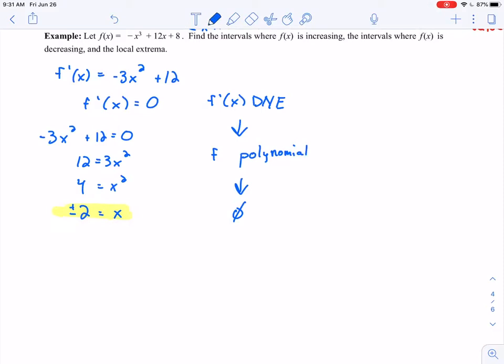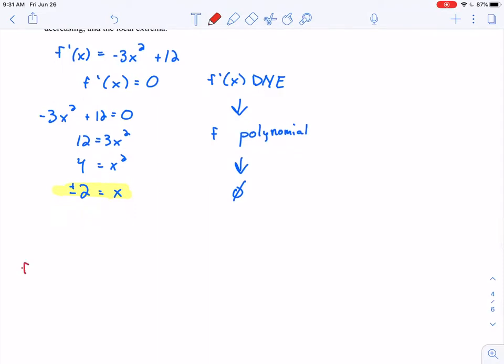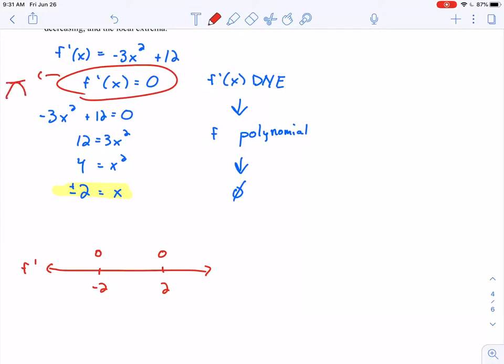Let's go ahead and construct our number line. So I'm going to construct f prime. We have two critical numbers, negative 2 and positive 2. I also want to make a note here that the derivative was 0 at each of those, so I'm going to put a little 0 above each of those so that I know exactly what's going on there. Remember, if the derivative is 0, I have that horizontal tangent line.